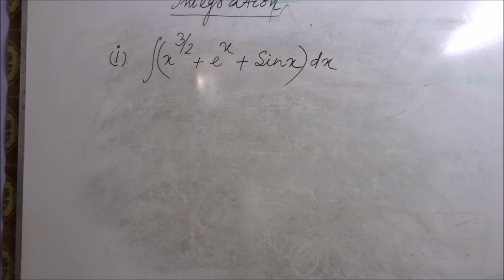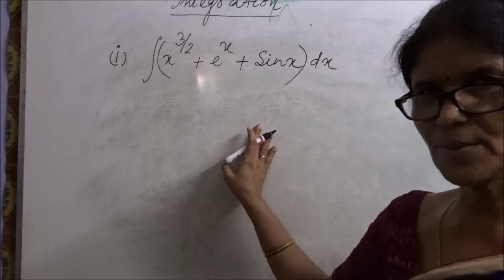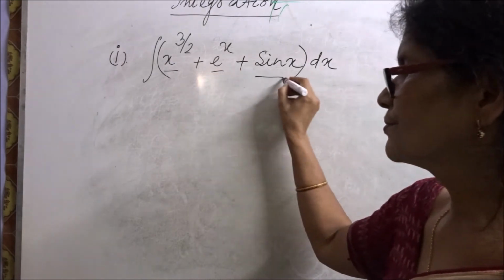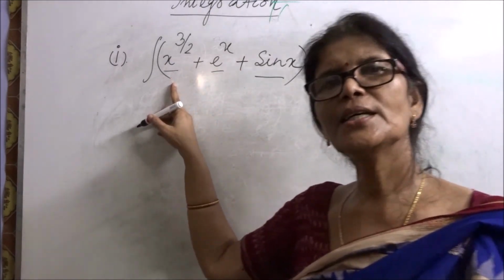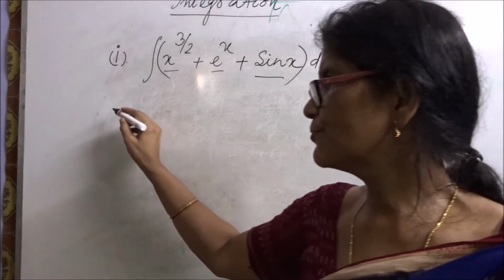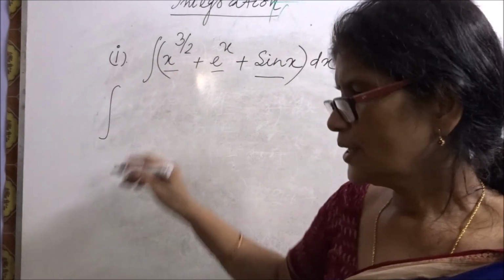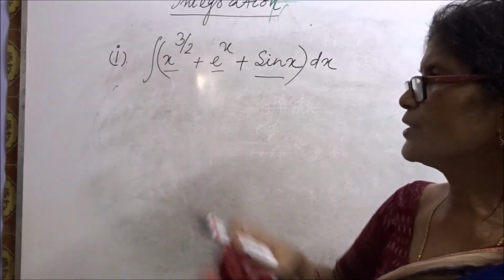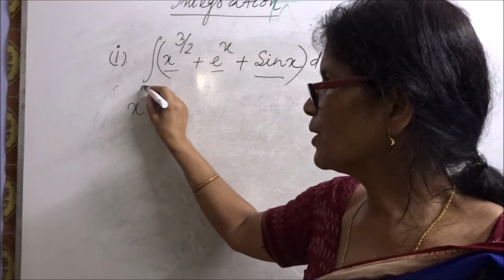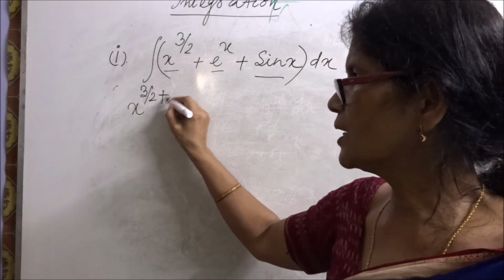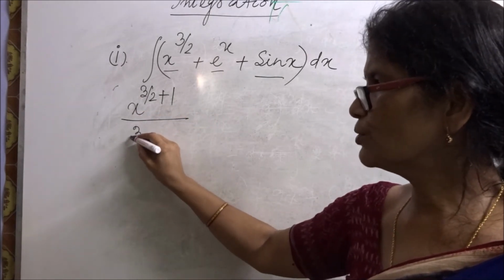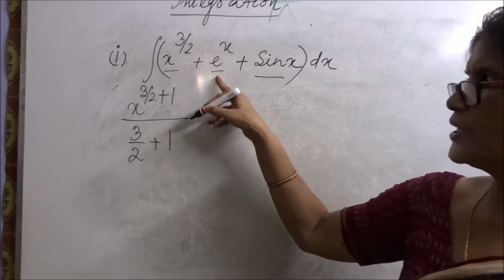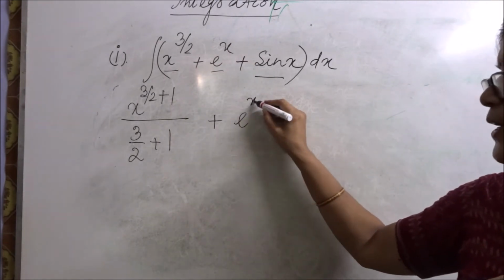So this is another question from a book. This type of questions are there. Here you will go individually, and you will apply the polynomial formula: x to the power n plus 1 by n plus 1. So n is 3 by 2. It will be x to the power 3 by 2 plus 1 upon 3 by 2 plus 1. And here you know that the integration of e to the power x is the same, e to the power x.